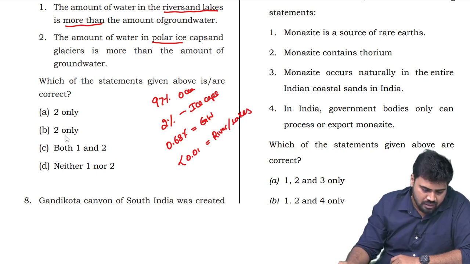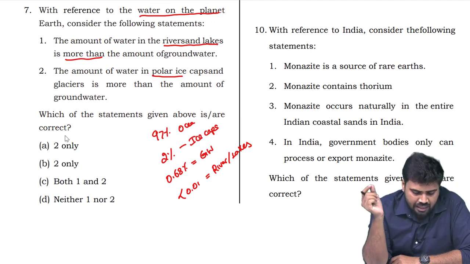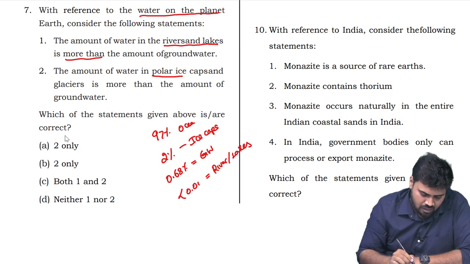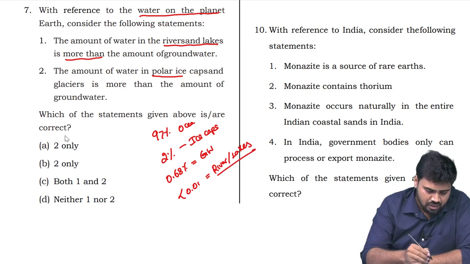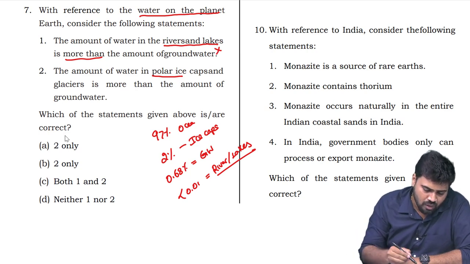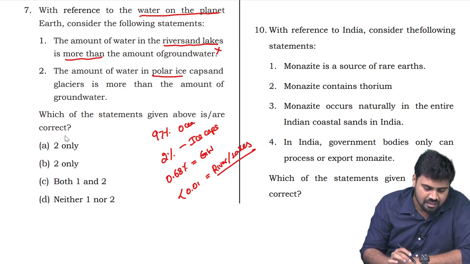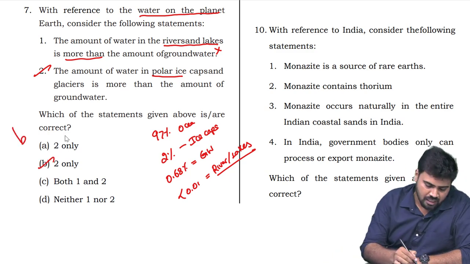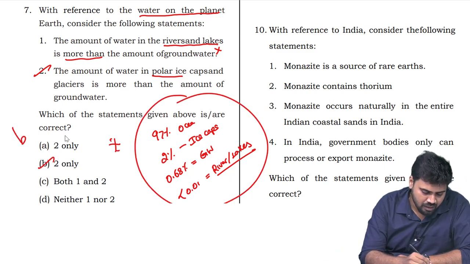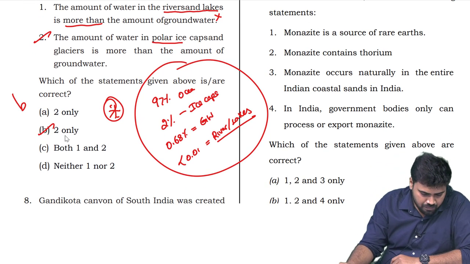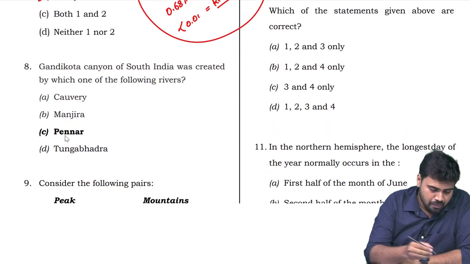So now coming back to the statement. The amount of water in rivers and lakes is more than the amount of groundwater. It is definitely false. So the first statement is wrong. Second statement, the amount of water in polar ice caps and glaciers is more than the amount of groundwater. Yes, it is true. So 7 option B, 2 only. Simple statement, but this particular fact is very important. You have to remember. So 7 option B, B for Bombay.